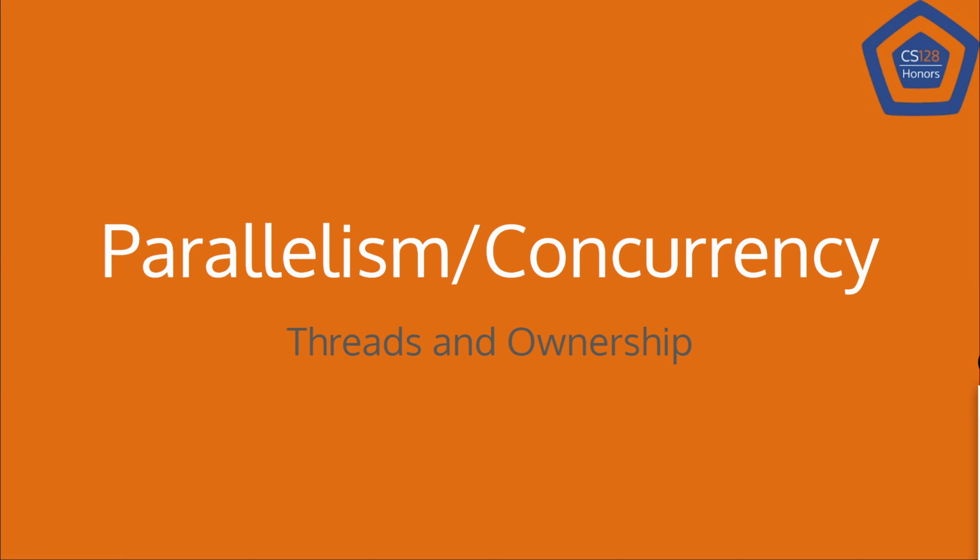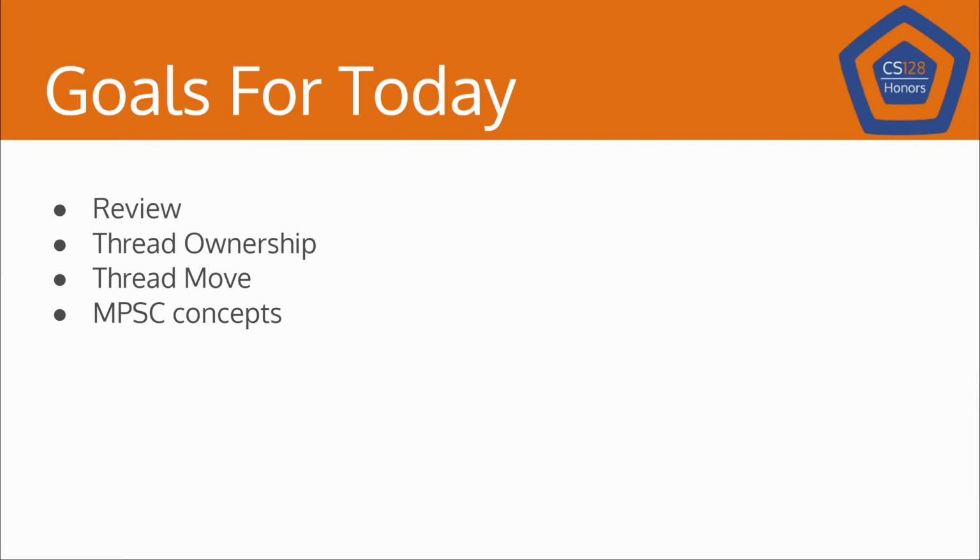Today, we'll be continuing our discussion on parallelism and concurrency with a specific focus on threads, ownership, and how they interact. So our goals for today are first to review a little bit, then we'll discuss thread ownership, the move keyword when it comes to threads, and then some code examples will prompt us towards why communication is important and how messaging specifically can help with this. So without further ado, we'll go ahead and get started.